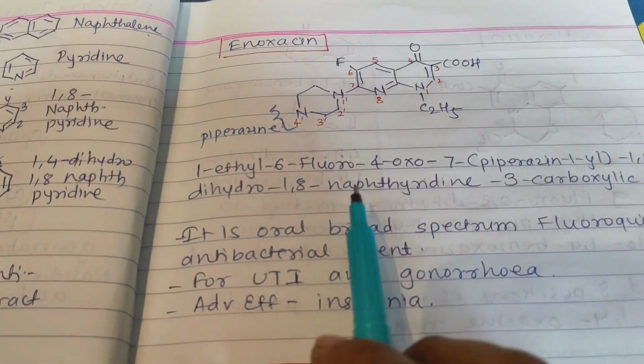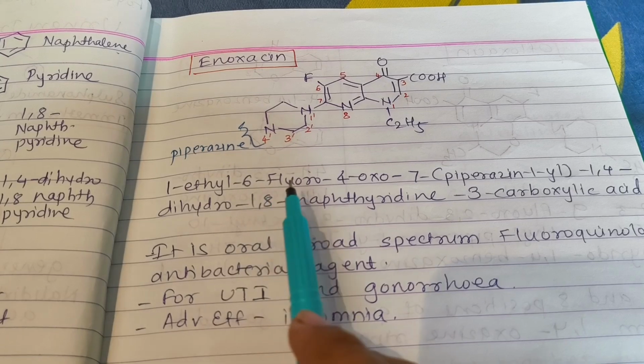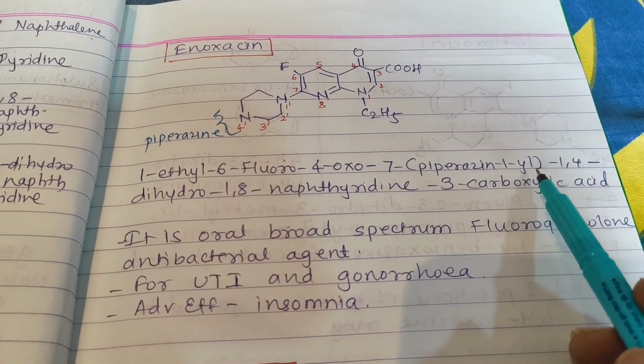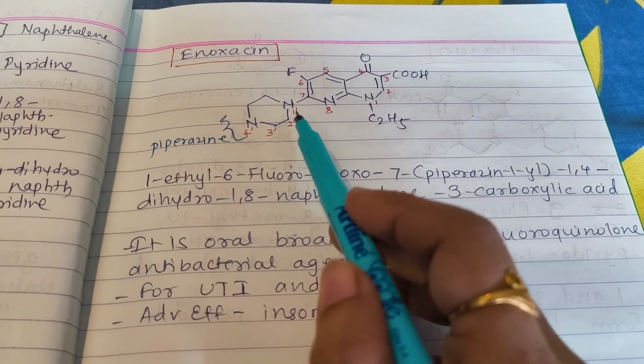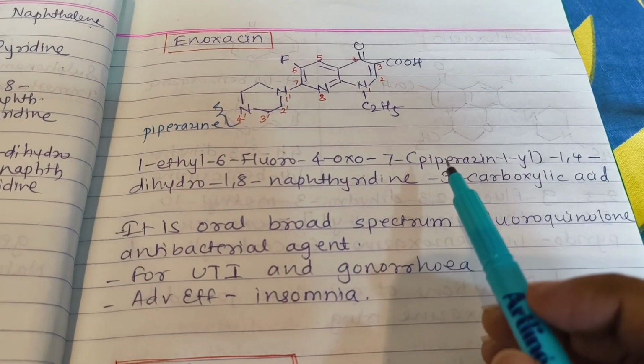Let us now see the IUPAC nomenclature: 1-ethyl, 6-fluoro, 4-oxo, 7-piperazin-1-yl. We have done the numbering from here, so therefore it is piperazinyl.